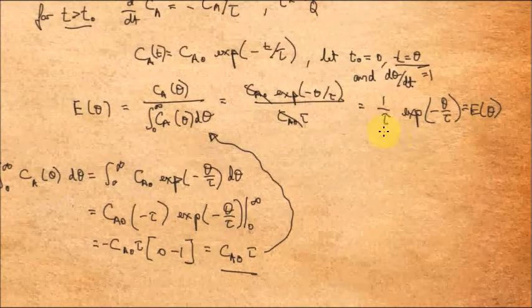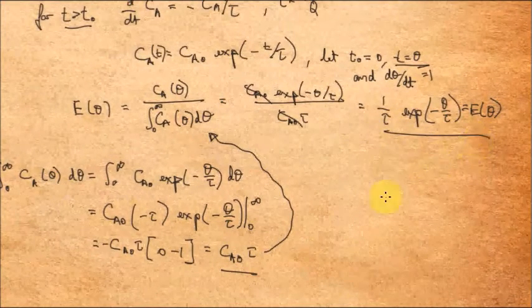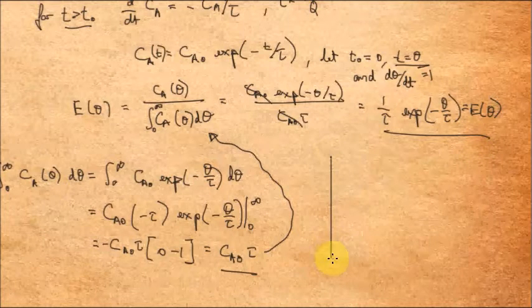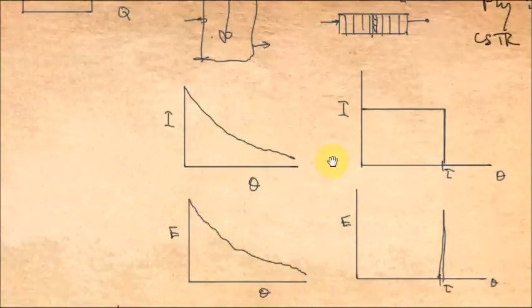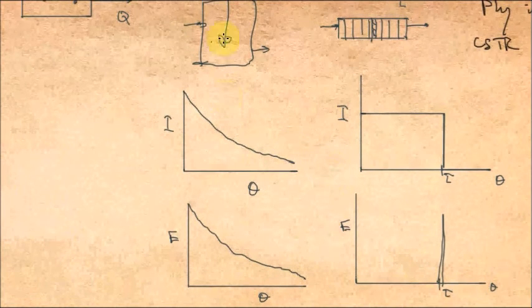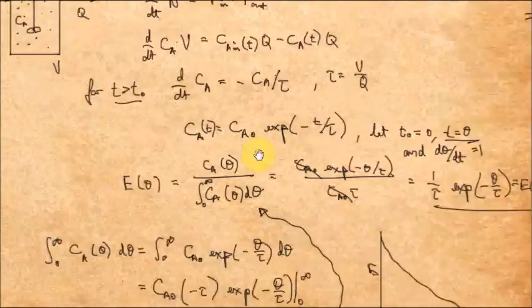And look at this function. That's an exponential decay, so that's obviously looking like this. So E of theta, an exponential decay here. And if you look at what we expected, because of the nature of the mixing here, we didn't know what shape it was, but we knew it was decreasing like this. So we have correctly predicted E of theta so far. Let's try the other ones.